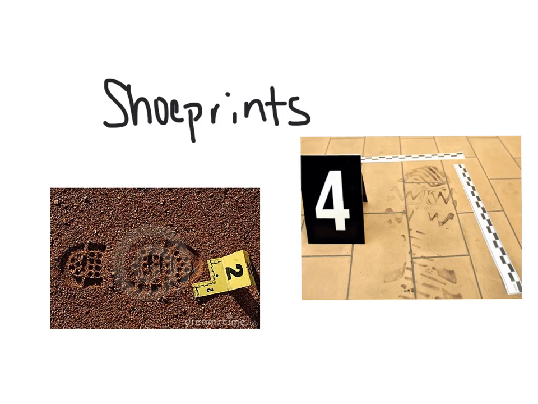Shoe prints are our next station of evidence. With shoe prints, they can appear in a variety of forms. The one we had at our crime scene was where we had a muddy shoe print, so they had walked in something and then walked in the crime scene. So that's one type of shoe print.